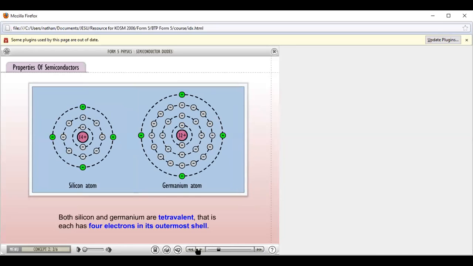Okay, so if you look at silicon, germanium, they are from group 4, right? So there are 4 valence electrons. That means 4 electrons at the outer orbital.